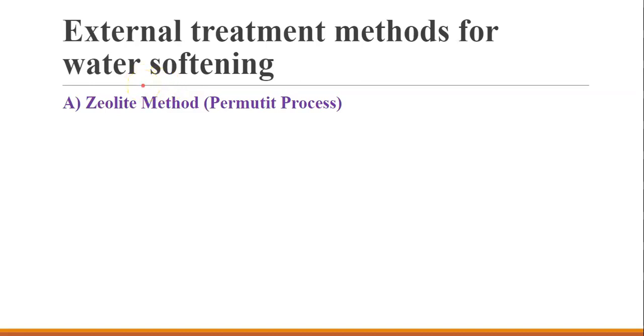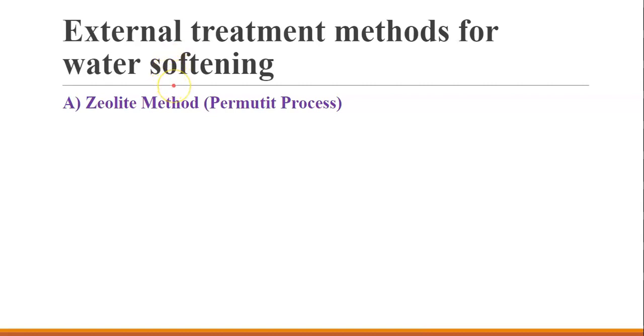Hello everyone. So in this video session we are going to study some external treatment methods for water softening. In previous sessions, we have seen the types of water and the types of hardness of water. If it is permanent hardness of water, then we cannot easily remove it. For that, we need some special chemical treatments, also called external treatment methods, which we are going to see in the upcoming sessions.